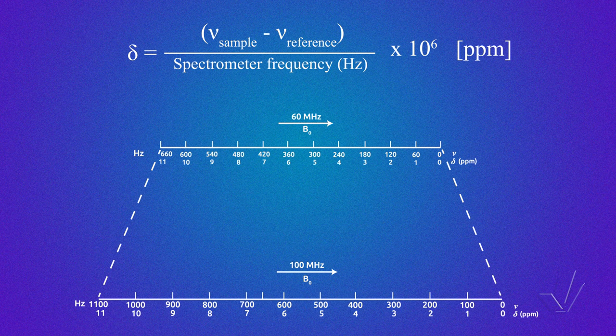Thus, if a proton has a resonant frequency of 60 Hz in a 60 MHz NMR, it will have a frequency of 100 Hz in an equipment of 100 MHz, but the chemical shift will be 1 ppm in both equipments.